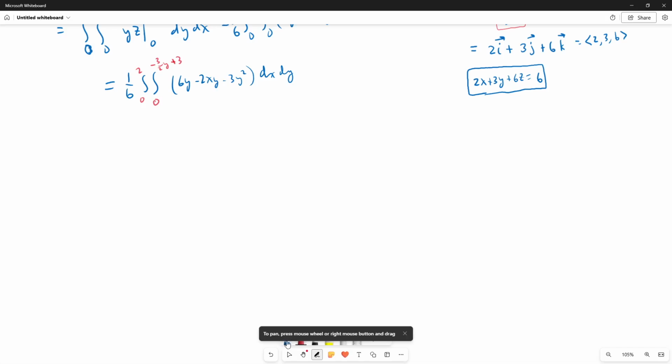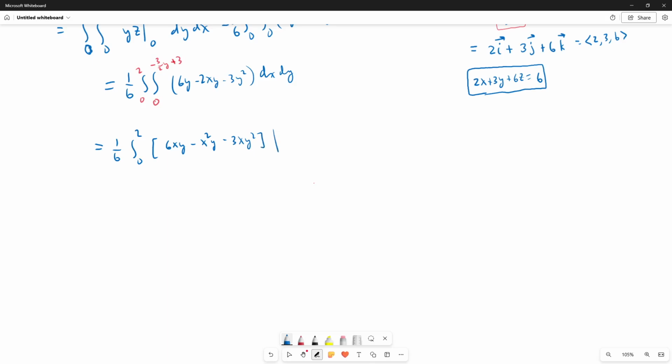Back to blue. We have 1/6 integral 0 to 2. And now let's anti-differentiate with respect to x. It's 6xy minus x squared y minus 3xy squared. And x goes from 0 to, I'll write this as 3 minus 3/2 y. And then after we finish this, we have to integrate dy.